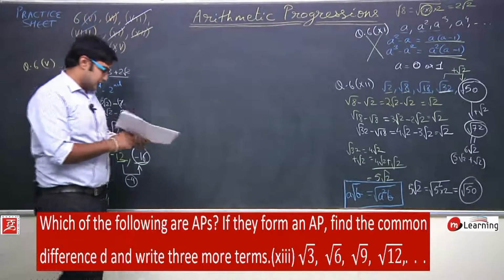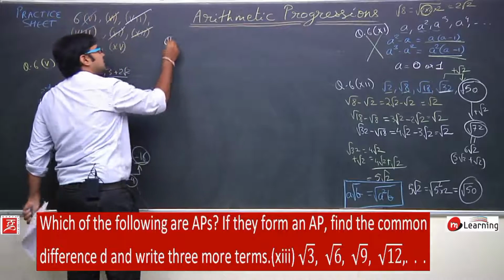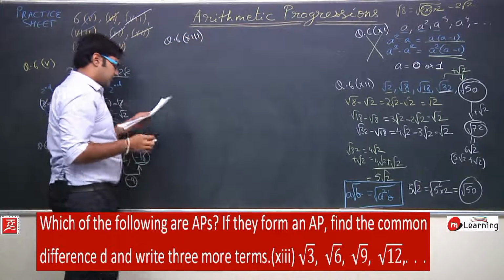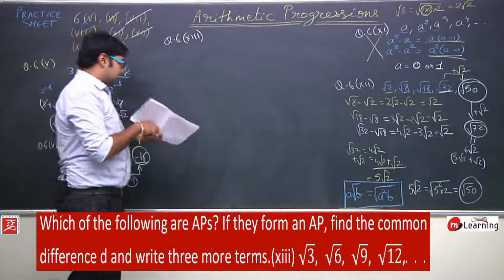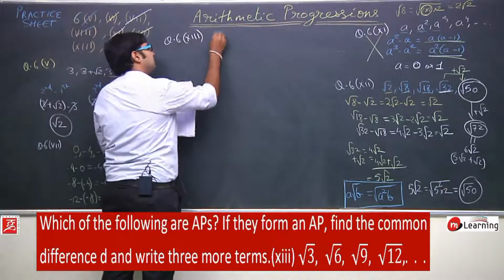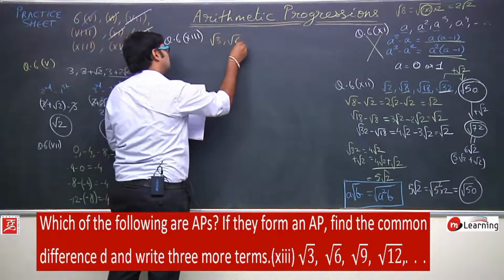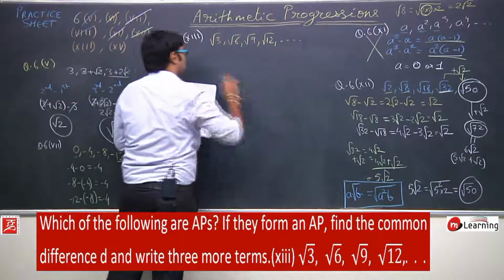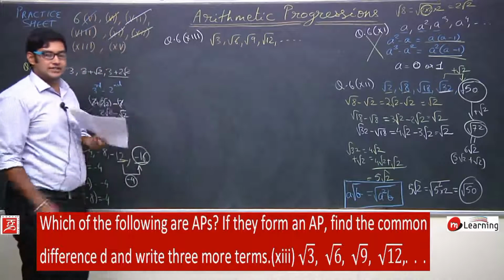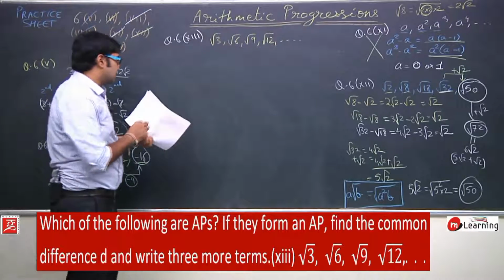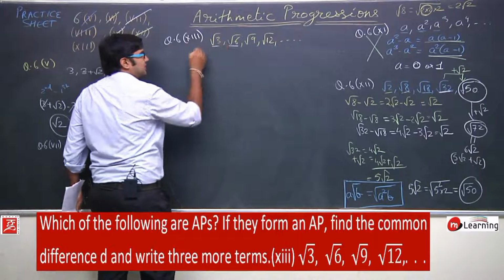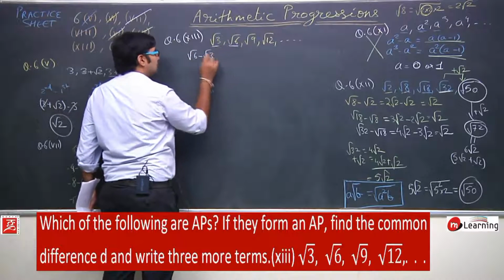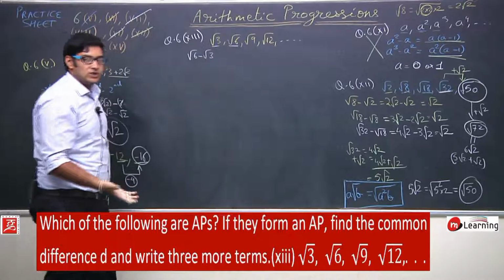So let us discuss the 13th part, question number 6. The 13th question says it is root 3, comma root 6, comma root 9, comma root 12, and so on. Now whether this is an AP or not, let us check. Second term minus first term, root 6 minus root 3.